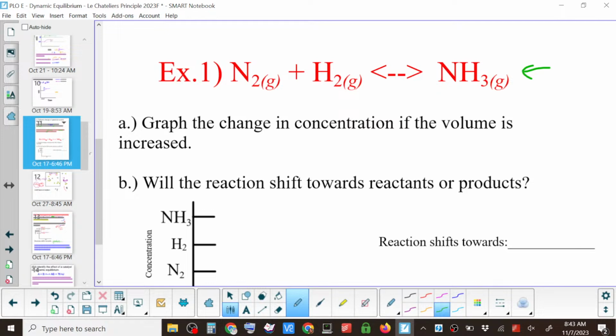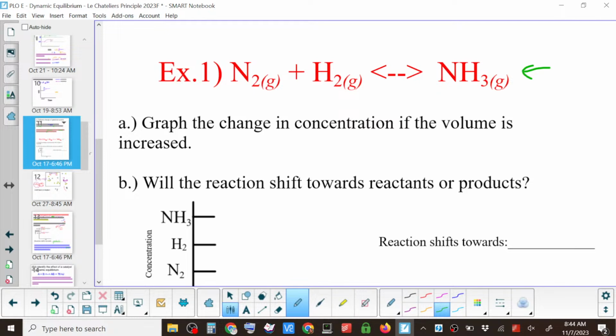For this slide, if you make the analogy, this is saying that it's a 3-to-2 ratio at equilibrium. Aren't you saying that as the volume increases, the concentration decreases? So we're going to move out 3 of this and bring in 2 of the other.